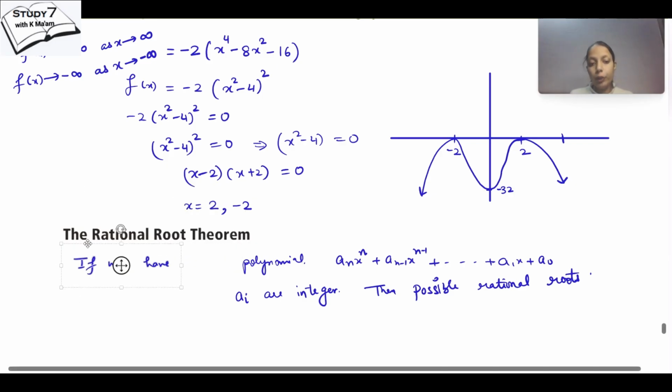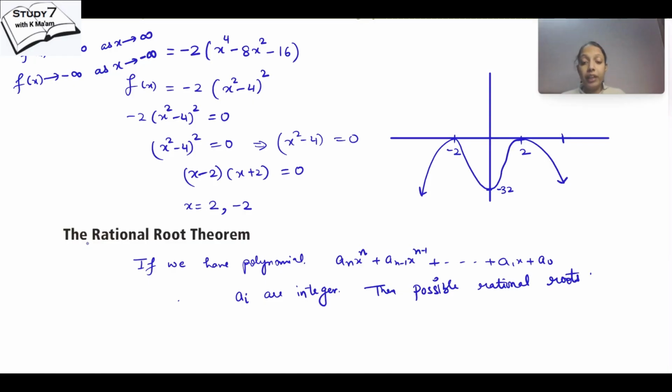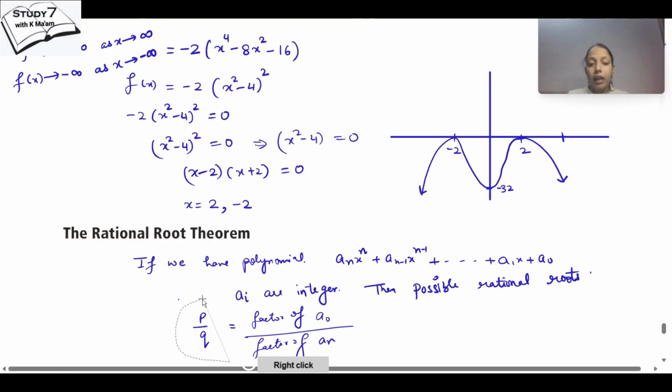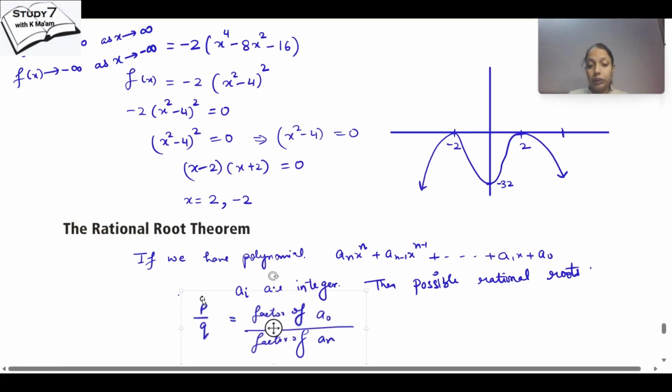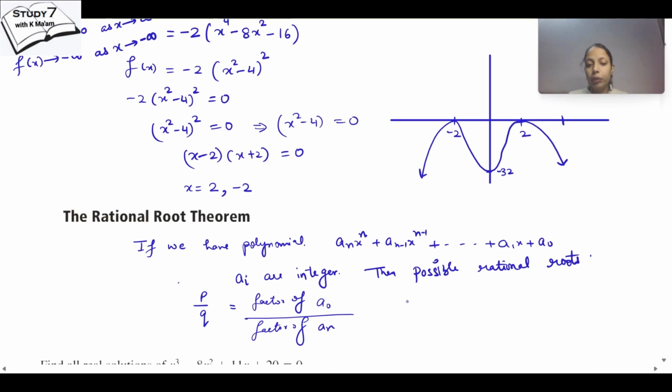If we have a polynomial an x power n plus an minus 1 x power n minus 1 plus so on, a1x plus a0, and all ai's are integer, then possible rational roots are p over q. What is p? P is the factors of a0 over factors of an. So this will tell you what are the possible rational roots of the given polynomial.